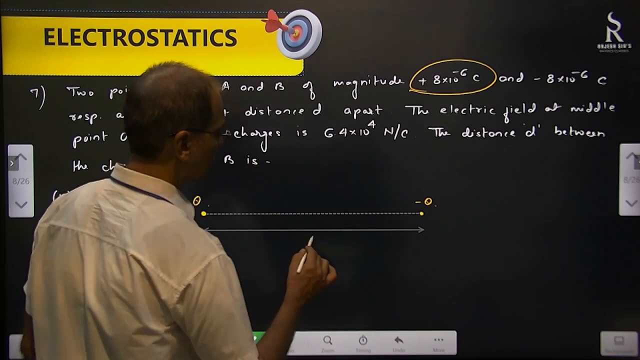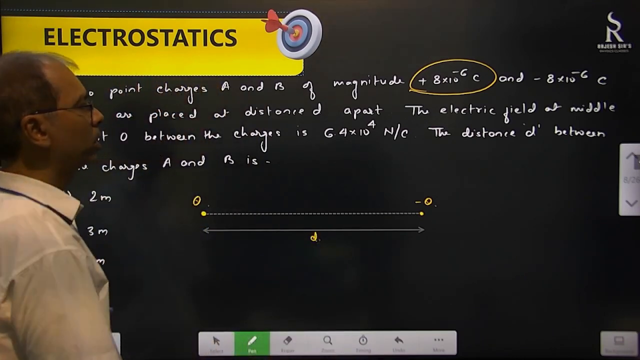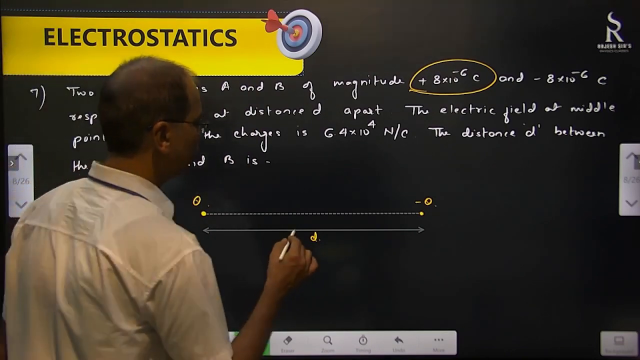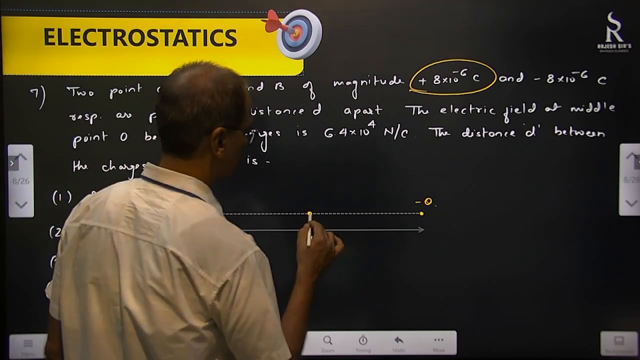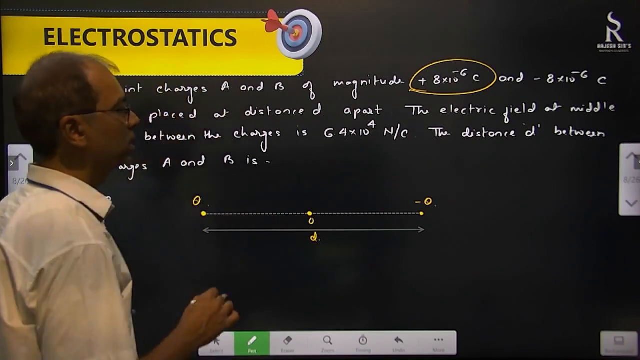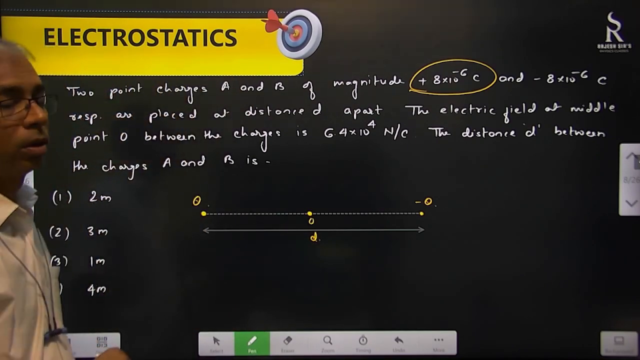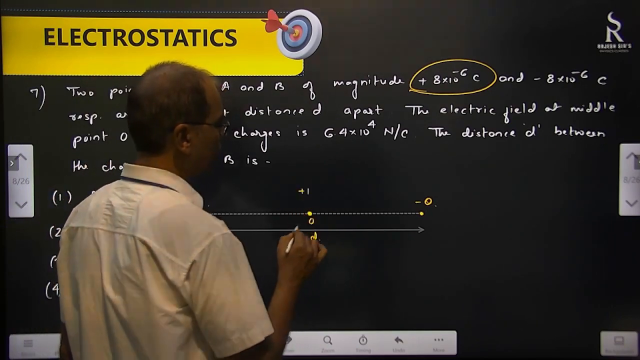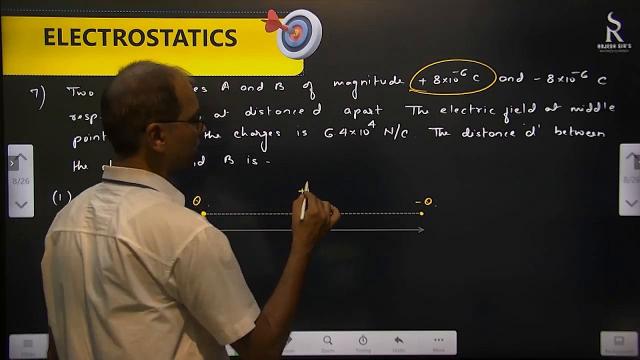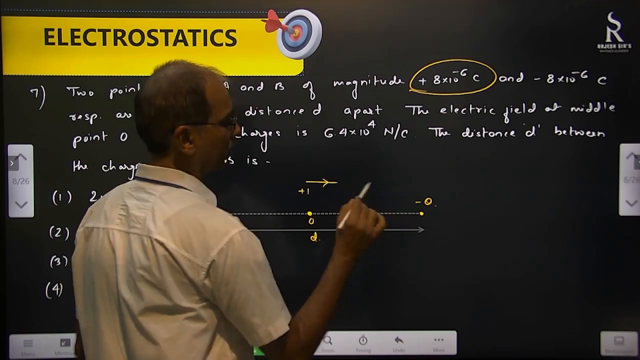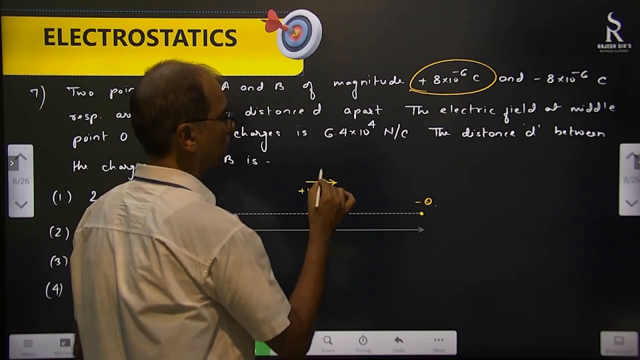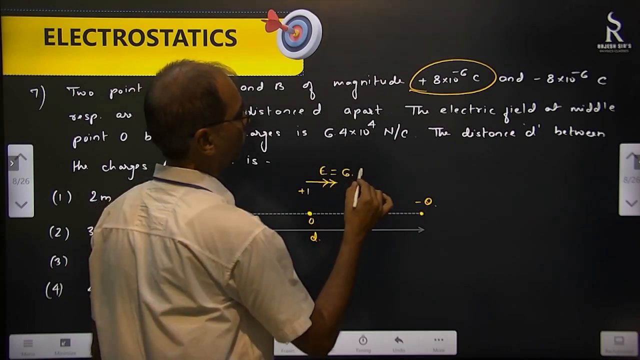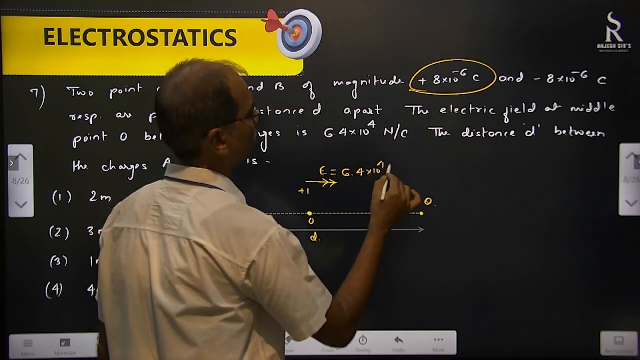Okay, so this is D. Then what? The electric field at middle point O is 6.4 into 10 to the power 4. Where will the electric field be? We know that if we want to find direction, we have to put a plus 1. So what is this plus Q doing? It's repelling. And what is this minus Q doing? It is attracting. So the electric field is like this, and its value is 6.4 into 10 to the power 4 Newton per coulomb.